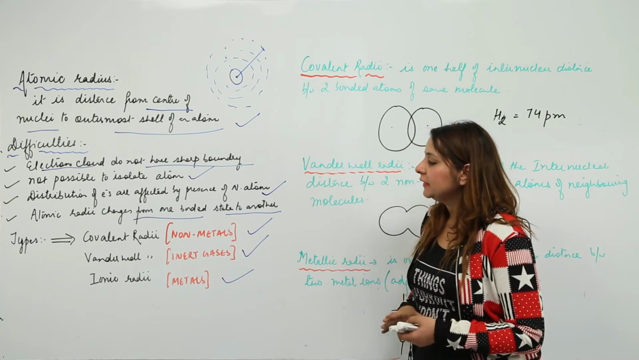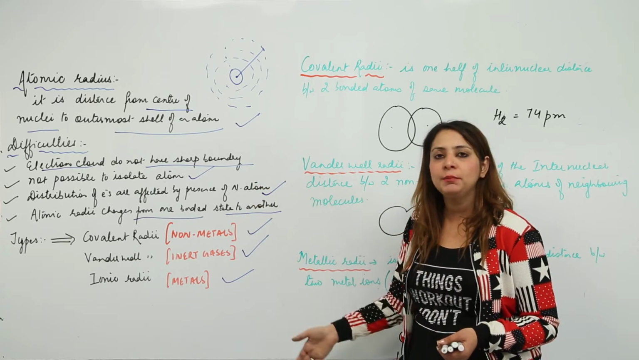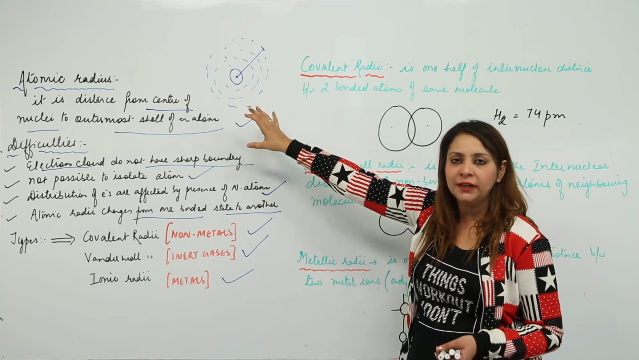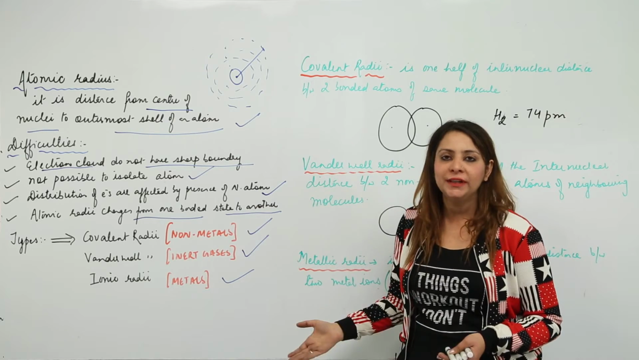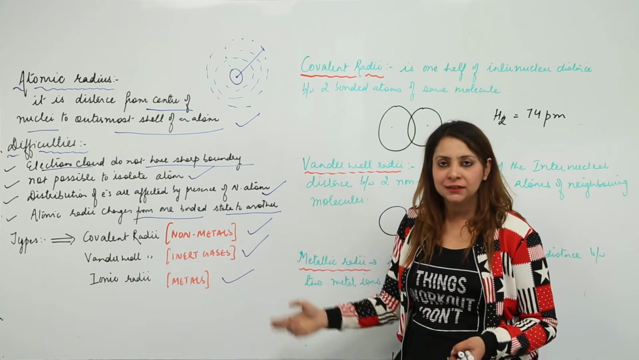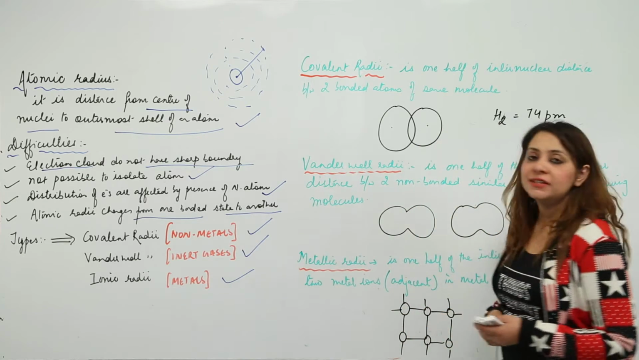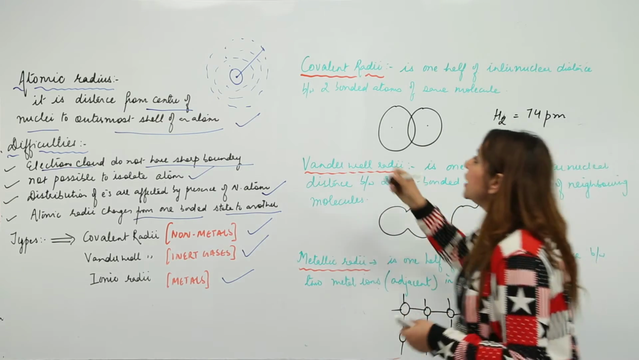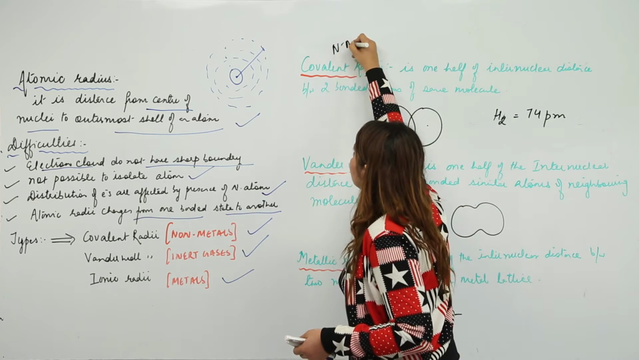So we will be discussing that though these three of them belong to a single category, that is atomic radii, still there is a difference between the radii, right. So we are going to discuss what actually these radii refer to. So first we have covalent radii. As I told you, it occurs in the case of non-metals.